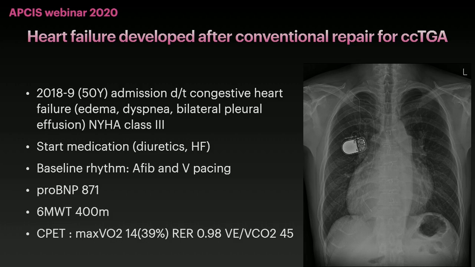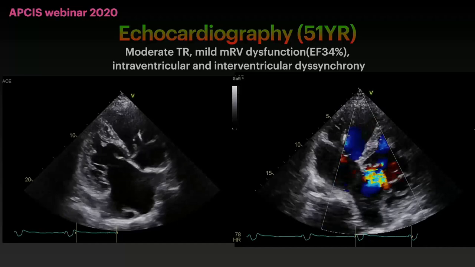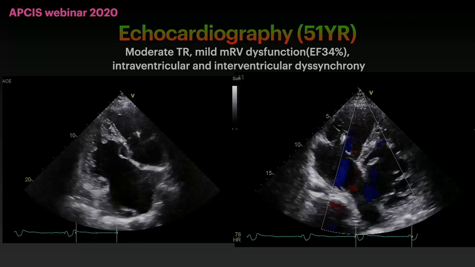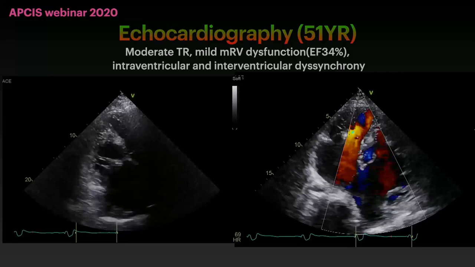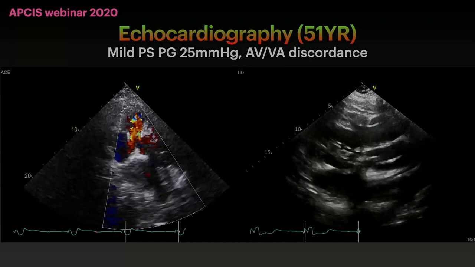This is his echocardiography performed at that time. His heart is mesocardia and situs solitus with ccTGA. We can see moderate TR and mild morphologic RV dysfunction, measured about 34%. We can also find interventricular and intraventricular dyssynchrony. This is the RA, morphologic RV and pulmonary trunk. You can see the pacemaker lead here, and he had mild PS.